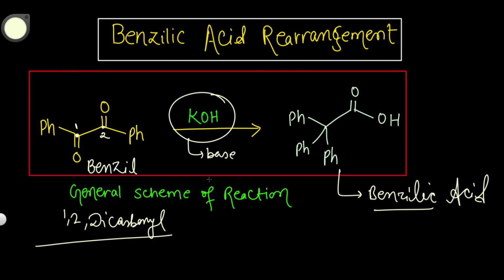It is the general scheme of the reaction. This is the benzil substrate. We have taken the reagent KOH, and we get benzilic acid as the product. But how we get it, we will discuss. Now let's start. What is the mechanism of this reaction?